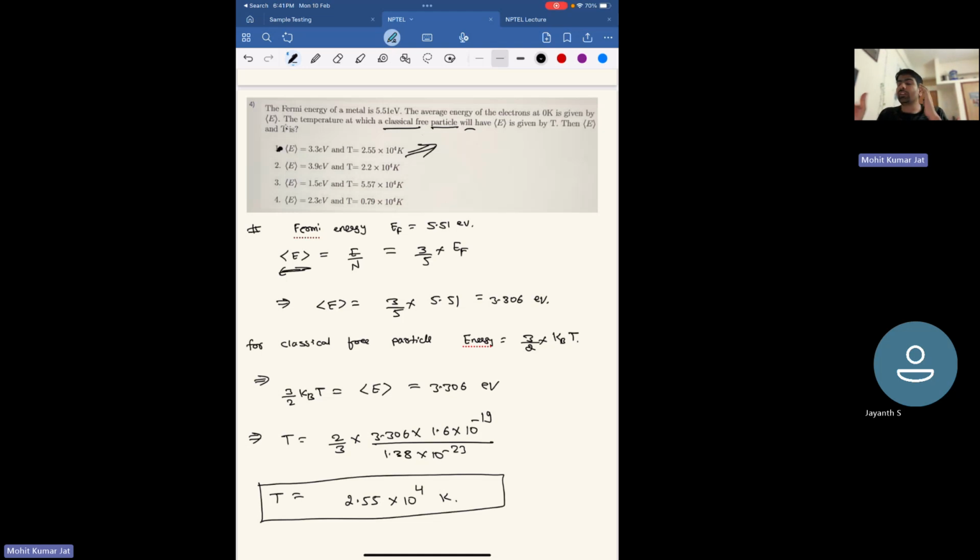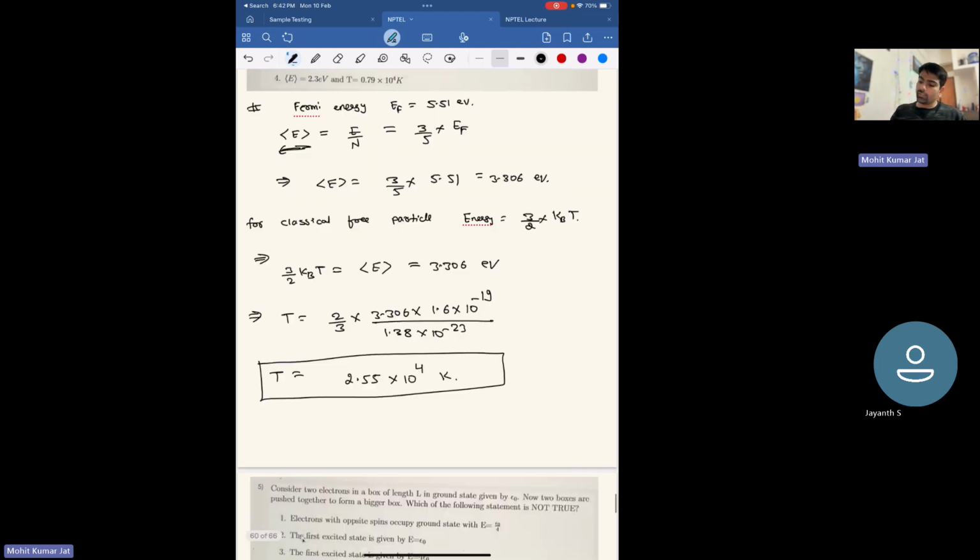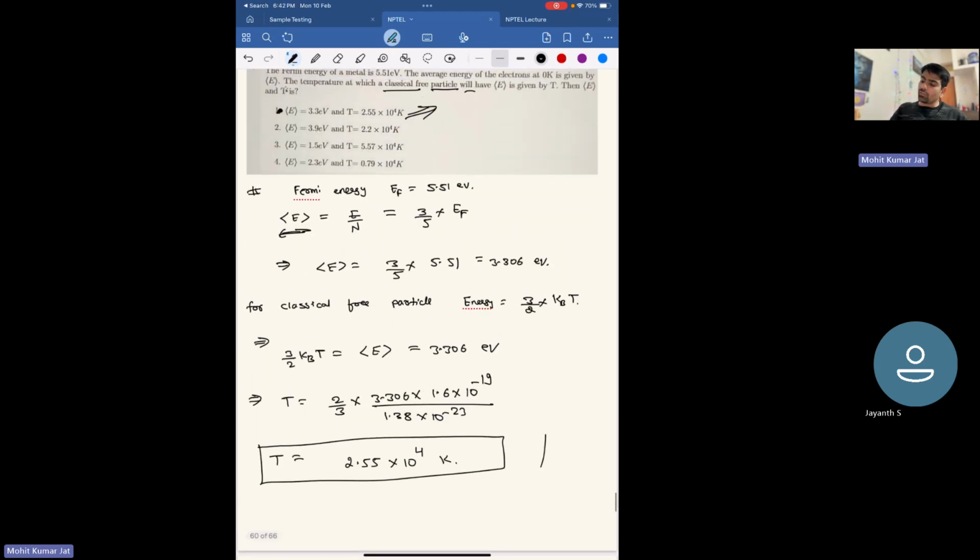So this Fermi temperature is so high. You know that the electrons are filled from the lowest energy level up to the energy EF. So this is the temperature which is required if you want to kick out an electron onto the surface. If you want to bring this electron to the surface, this much energy is required, so 2.5 into 10 power 4 Kelvin.